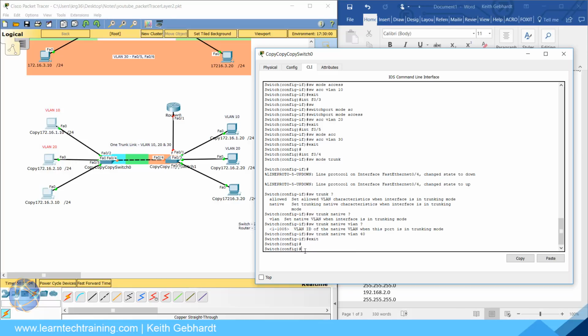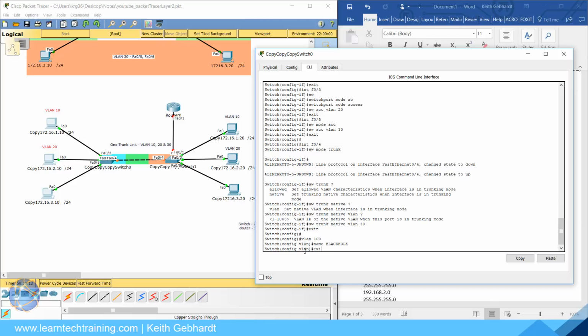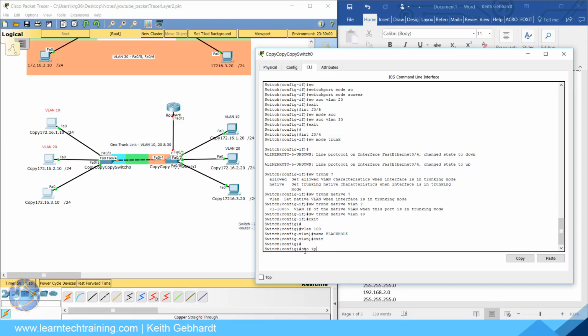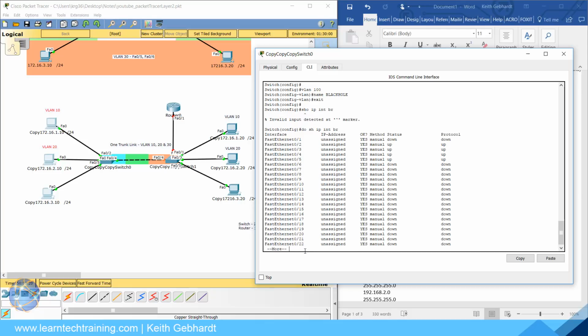Exit. Now for a security measure, let's go ahead and create that VLAN. I don't know, let's just say 100 and name it black hole, whatever you want. And we could go ahead and say show ip interface brief, because we're in global config mode. So we have 1, 2, 3, 4. Do we ever use the Gigabit 0/1? No, we didn't. Interesting. Anyway, so we're going to put ports 6 through 24 into this black hole, just so you guys can see how I do it.